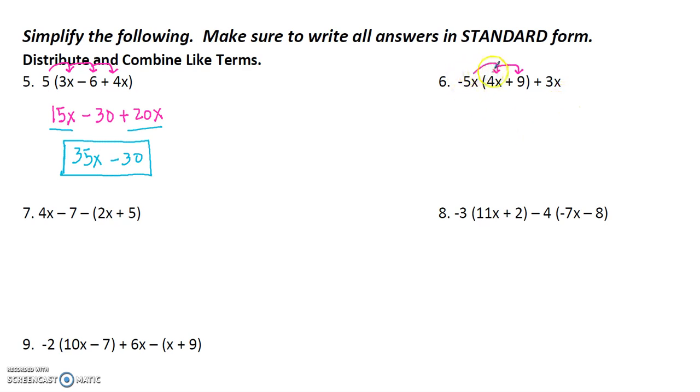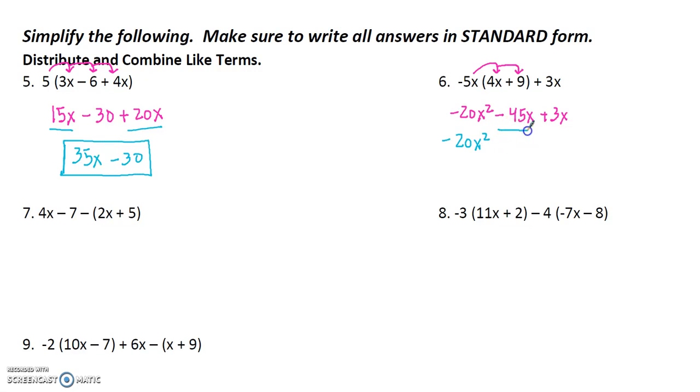So I've got negative 5x times 4x is negative 20x squared. Negative 5x times 9 is a negative 45x. And I didn't do anything to the positive 3x, so just bring it down. And now let's look to see what I do have that are like terms. I have an x squared. I don't have any more x squares, so I'm just going to bring this down.